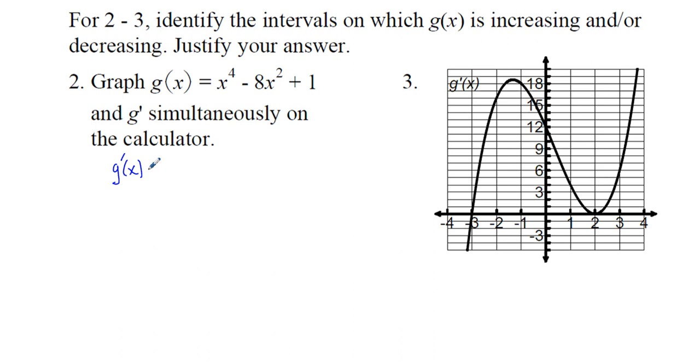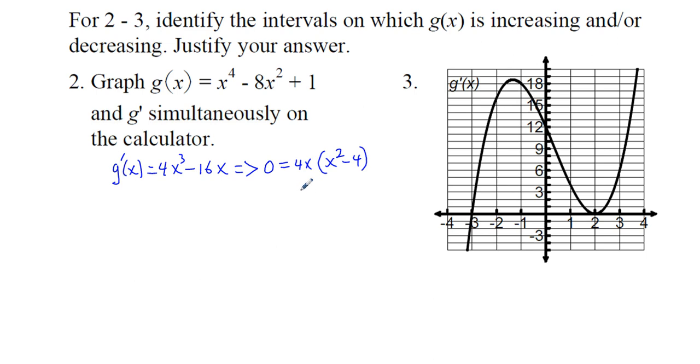prime of x here, and using our power rule, we get 4x cubed minus 2 times 8, or 16. So that's g prime of x. And then what we can do is, if we set g prime of x equal to 0, 0 equals, and we can factor out what? 4x. So 4x, and what do we have left? x squared minus 4.